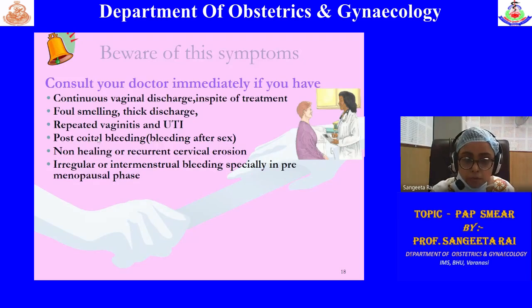The most common alarming symptom is postcoital bleeding. Just after sex, if the patient presents with spotting or bleeding, they may have some problem in the cervix. If there are non-healing or recurrent cervical erosions, again you have to be very much aware that this patient may have cervical abnormalities, and do the pap smear. Irregular or intermenstrual bleeding, especially in the perimenopausal phase, is one of the important indications to do the pap smear.